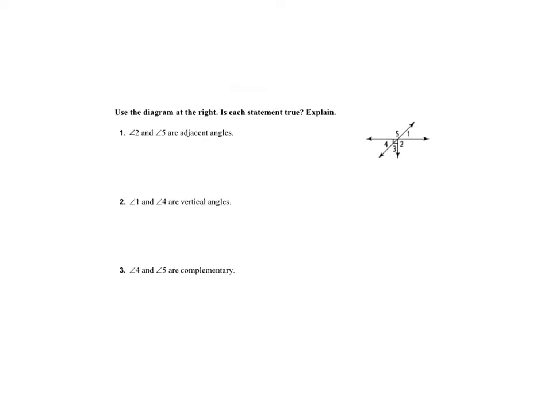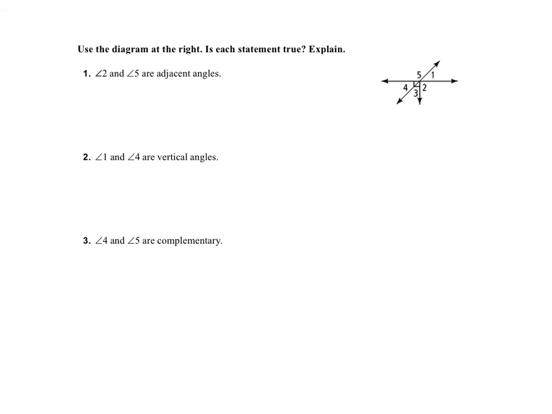Well, let's see some exercises. Here, for the diagram at the right, tell whether each statement is true or false and explain. So let's see, angle 2 and angle 5, they are not adjacent angles. So this is false. Why? Because they don't share a side. They do share a vertex, but they do not share a side.